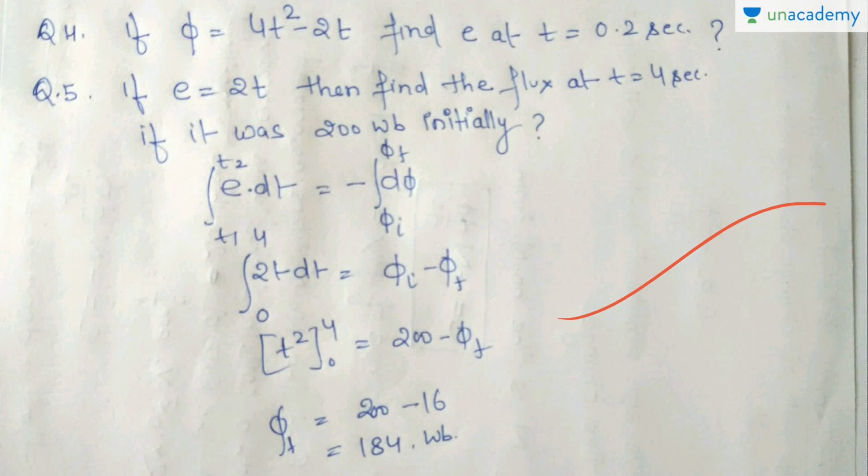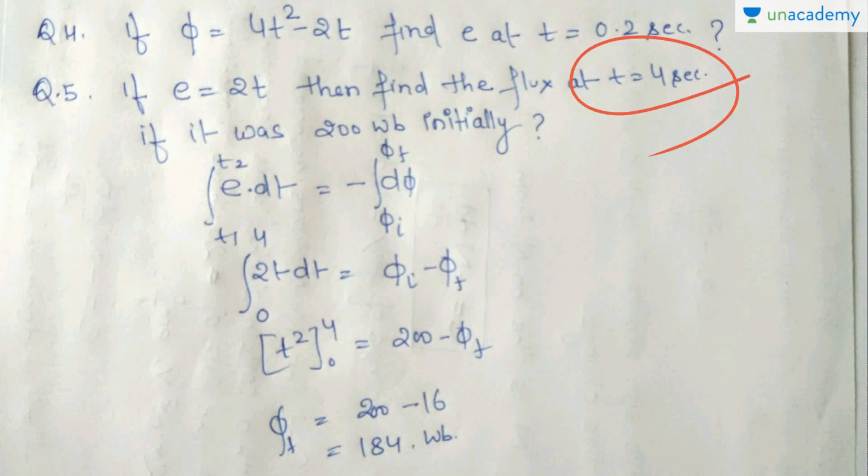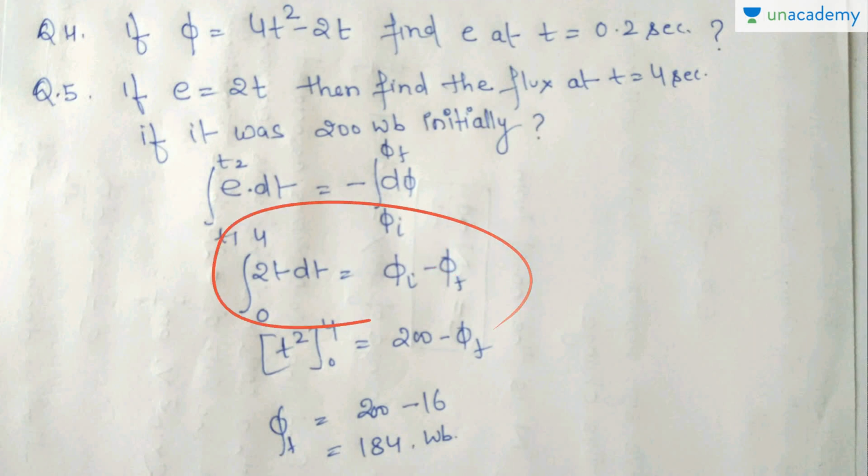Now, on the second interpretation of the formula, if the EMF is changing with time as E equal to 2t, then find the flux at t equal to 4 seconds, if the initial flux was 200 Weber. Okay. So E dt equals minus d phi, you can interpret this from the second law, and by calculating this integration we will get the final result of 184 Weber.